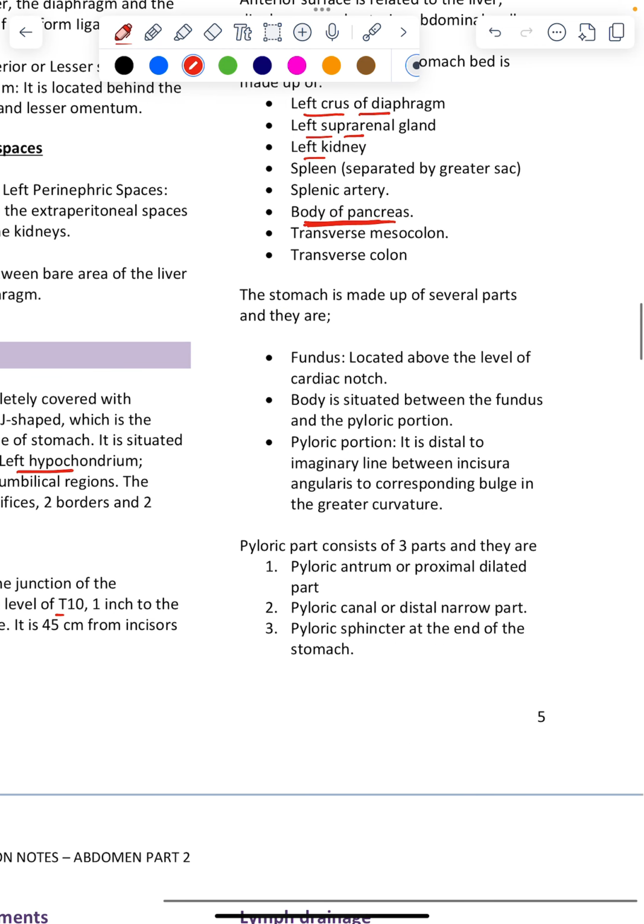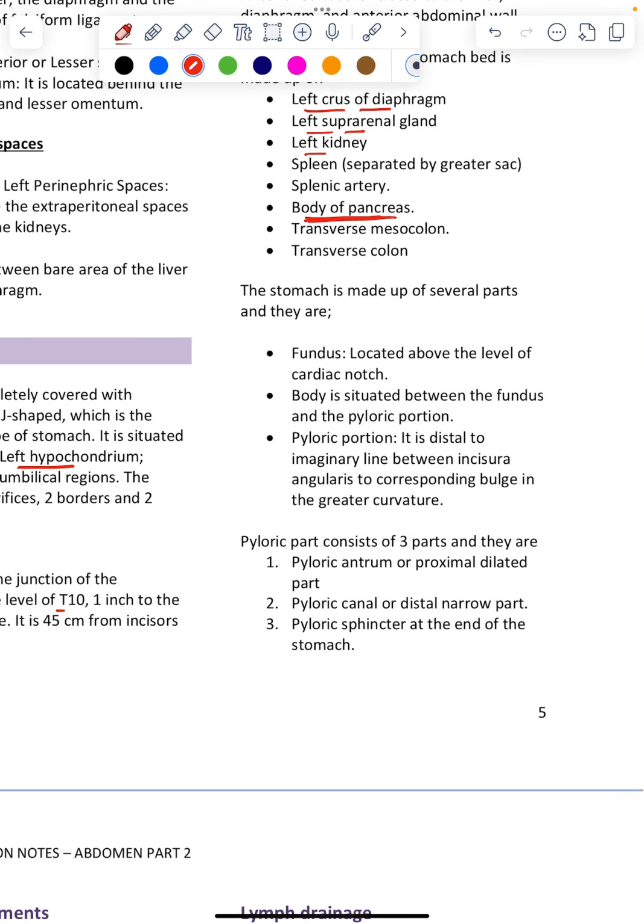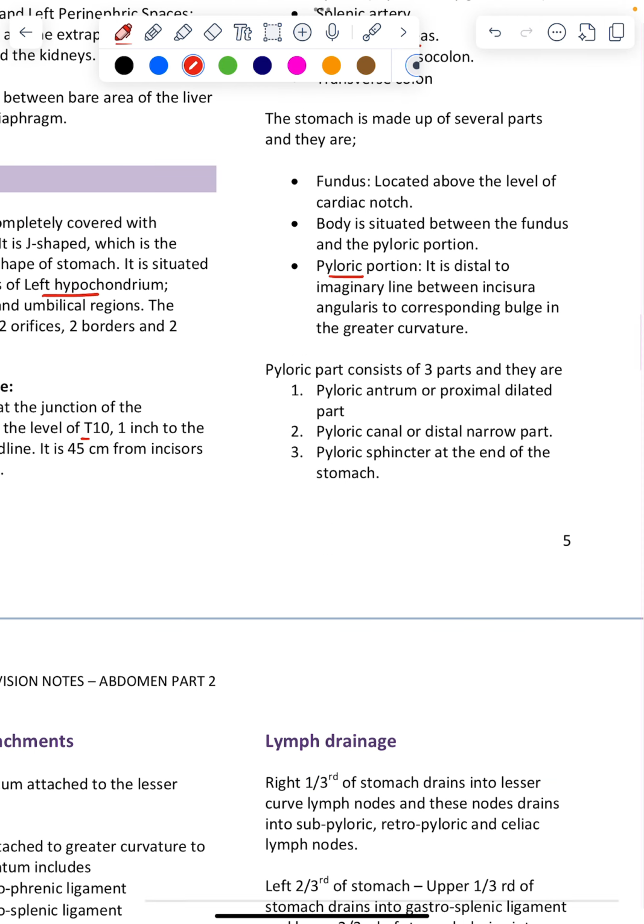The stomach is made up of several parts: fundus, body, and pyloric portion. The fundus is above the level of the cardiac orifice, the body is between the fundus and the pyloric portion, which is distal to an imaginary line. The pyloric part has three parts: the pyloric antrum, the proximal dilated part, the pyloric canal, the distal narrow part, and the pyloric sphincter at the end.